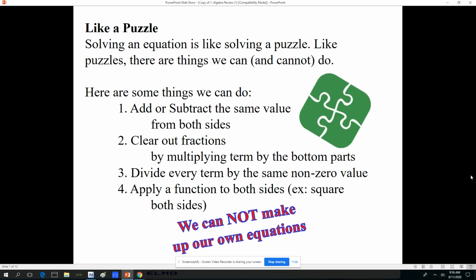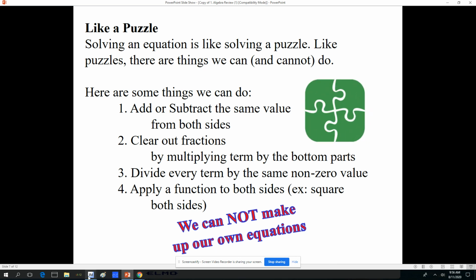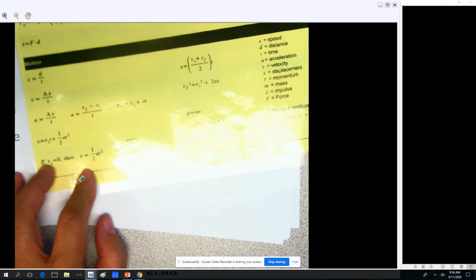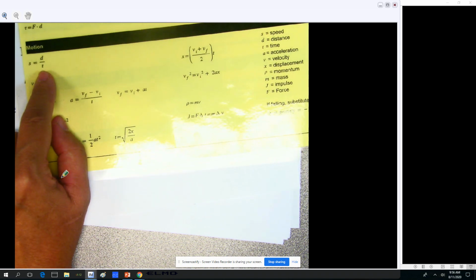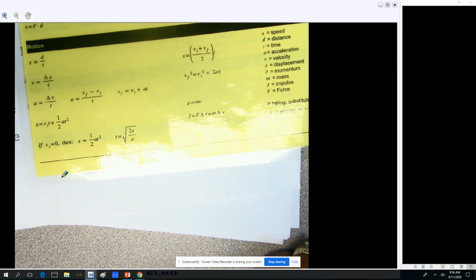One thing we can't do is make up our own equations. Let's go back to that equation sheet for a second. In other words, let's say we were using the speed equation right here, and we wanted d, the distance. We were given the speed and the time. We can't just make up a formula and say that distance is equal to speed divided by time, or whatever we dream up. We have to keep this relationship intact. And so we have to use those rules that we learned in math to do that.